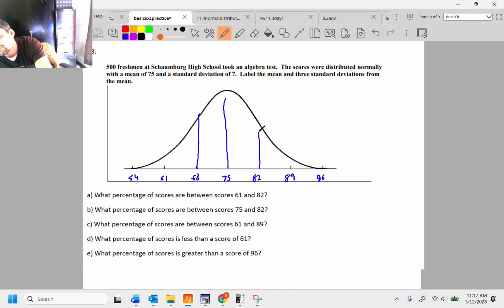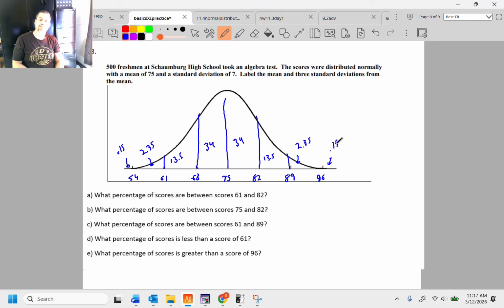You're not going to be able to answer this question without your numbers here. Remember, the insides are 34s and 34s. The next guys are 13.5s and 13.5s. These are 2.35s apiece. And the tails, which look like there's nothing there, are 0.15. There you go.